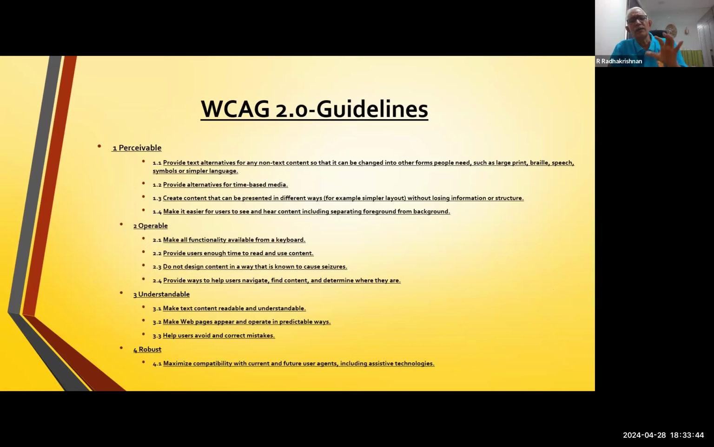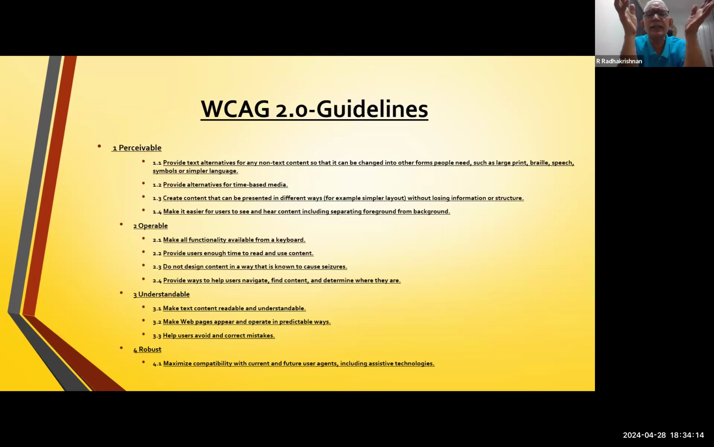For example, when you want to make it operable, it means that all the functionality should be available from a keyboard, and users should have enough time to read and use the content. It cannot just be flipped through. And do not design content in a way that is known to cause seizures. Suddenly it shouldn't freeze itself. And you need to provide ways to help users navigate, find content, and determine where they are.